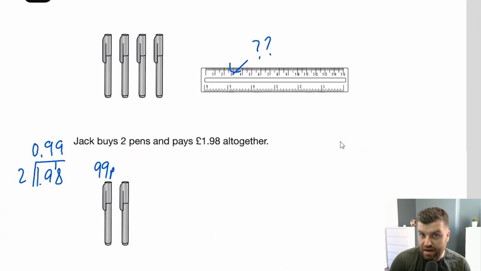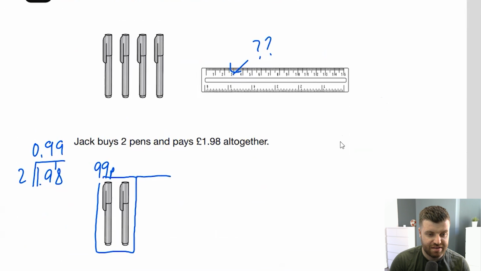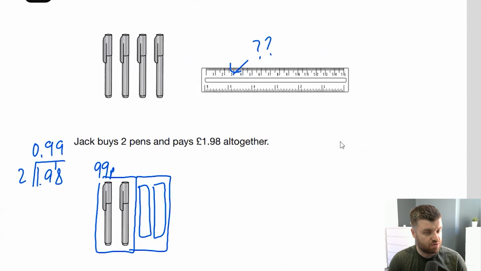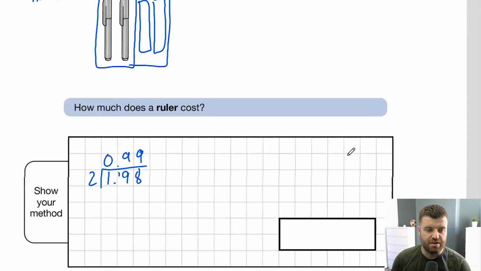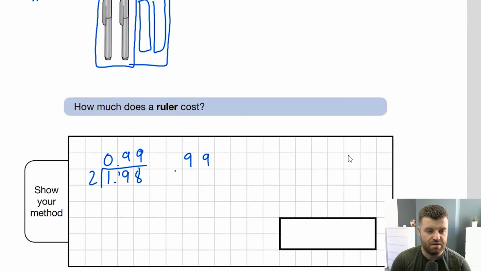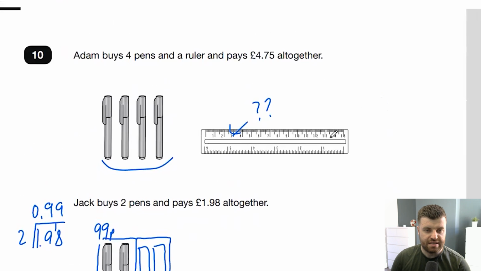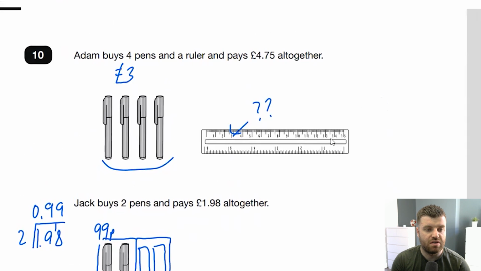Adam had 4 pens. You could have just doubled £1.98 to get 4 pens. That would have given you Adam's 4 pens in total. It doesn't matter. Either way, we've got 4 pens here. So we're going to go back to our box and do 99 multiplied by 4. Again, you could have a mental strategy for this. You could multiply 100 by 4 and take off 4. I'm just going to write it down like this to make sure I get it right. And we're going to get £3.96. So we know that these 4 pens here cost £3.96.